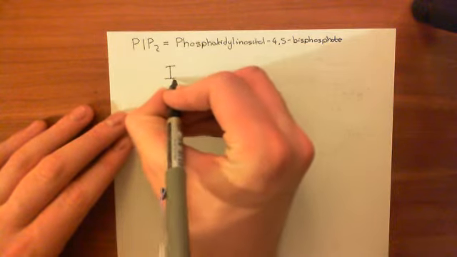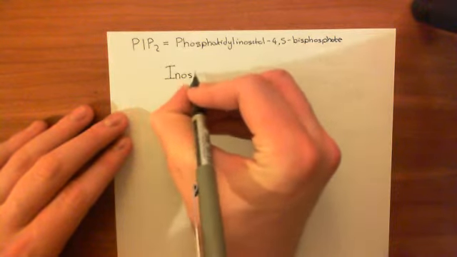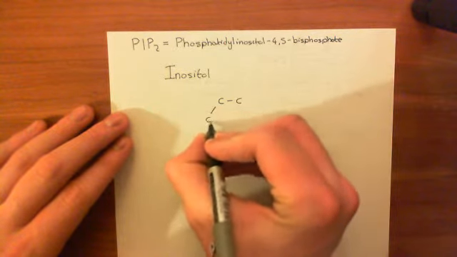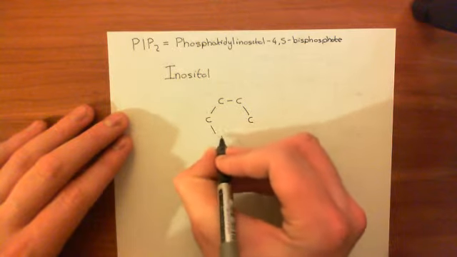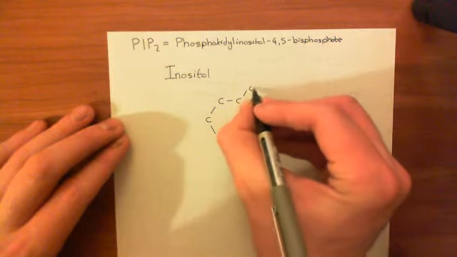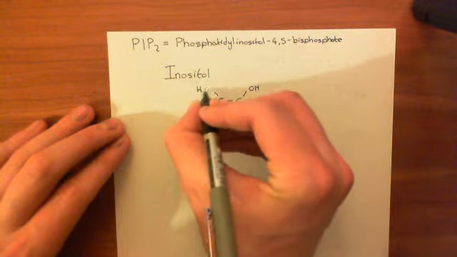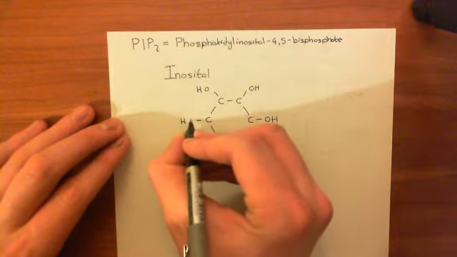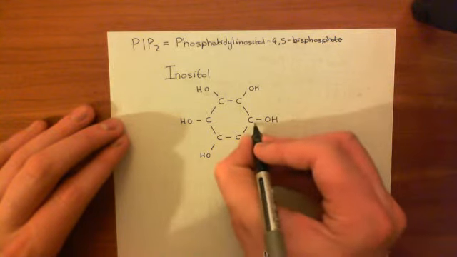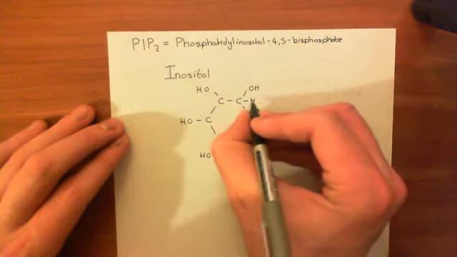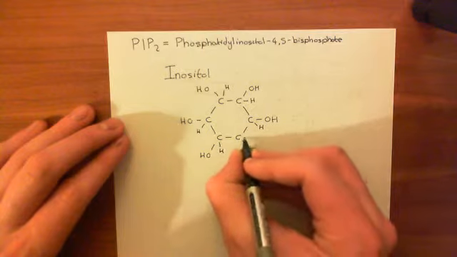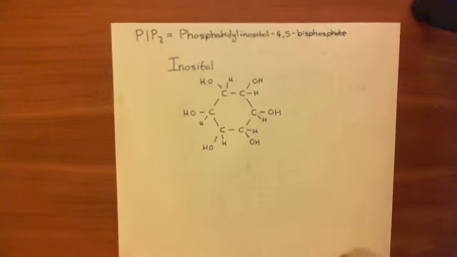So inositol then. Inositol is a 6-carbon ring, basically. So it's a hexagonal ring of carbon, like so. And basically, off each carbon, you have a hydroxyl group. So you have 6 hydroxyl groups in total, 1 off each carbon, like so. Here, here, another hydroxyl group off this carbon, and another hydroxyl group off this carbon. And then each carbon also has a hydrogen coming off it. So a hydrogen off here, hydrogen off here, a hydrogen off here, hydrogen off here, and a hydrogen off here. So that is the structure of inositol.